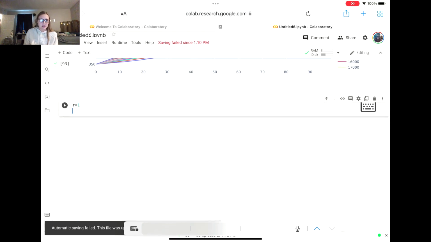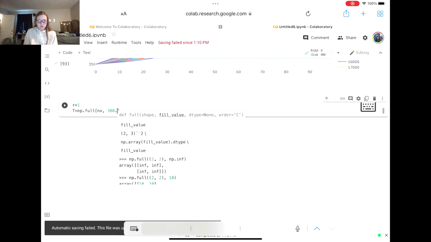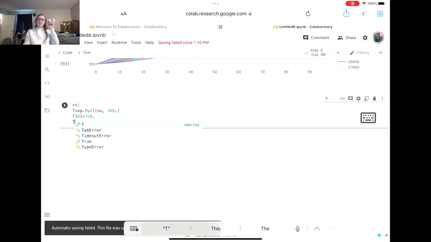Next thing we want to put in is our temperature array, NX, and 300 is our initial, what this whole bar started at. We got to put in our boundary conditions. So when t is 0, we know that that side of the bar is at 350. And on the other side of the bar, on the right side of the bar, it's going to say t of -1, where this equals 400 Kelvin.